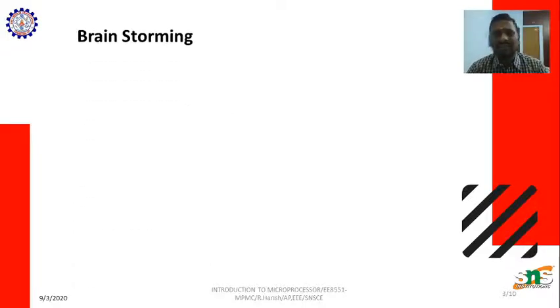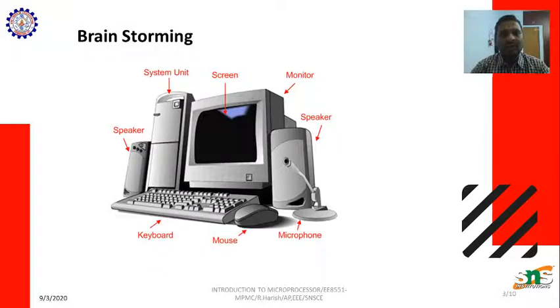So let us have a brainstorming session. What do you see from this image? What is this? Good. This is an old PC, where there is a speaker, a system unit, screen, monitor, speaker set, microphone, mouse, keyboard. This is the version of the previous years, the late 90s. Nowadays, everything comes in one system, only one monitor system.